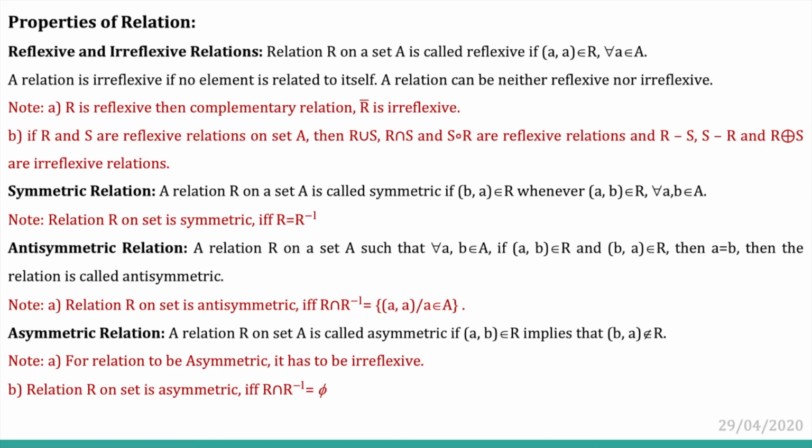If relation R does not contain an ordered pair (b, a) whenever it does contain the ordered pair (a, b), then such a relation is said to be asymmetric. For a relation to be asymmetric, it has to be irreflexive. The intersection of such an asymmetric relation with its inverse gives us a null relation.